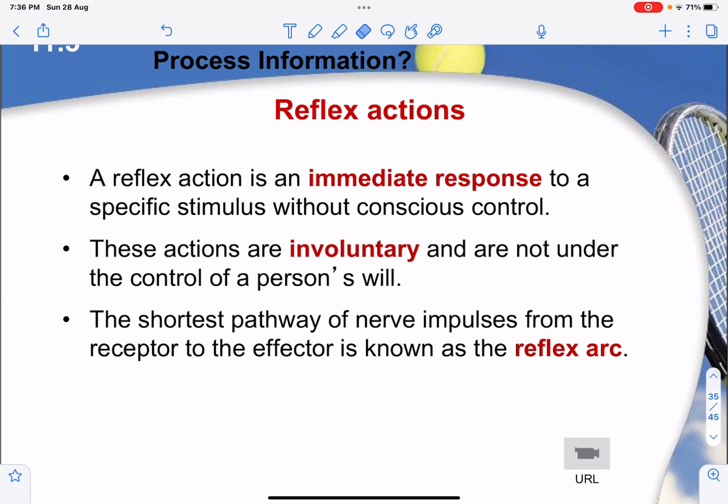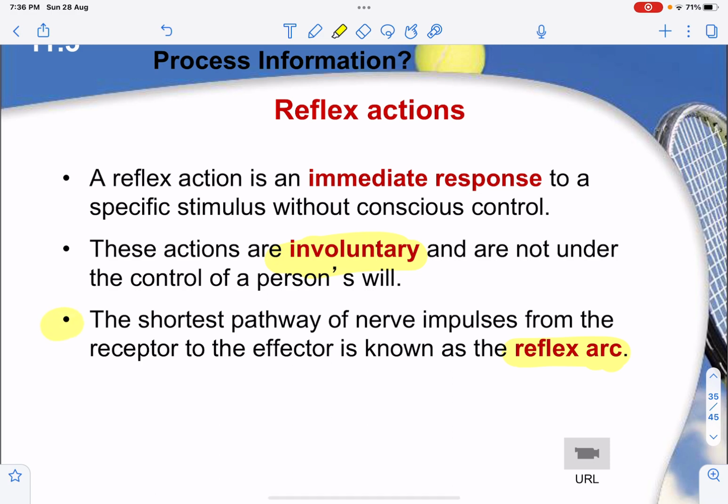So a reflex action is an immediate response to a specific stimulus without any conscious control. In a way it is something very involuntary and not under the control of the person's will. The shortest pathway of the nervous impulses from the receptor to the effector is known as a reflex arc. Do take note that reflex action is different from reflex arc, where the reflex arc means the pathway, whereas the reflex action is actually the response leading to the involuntary action.